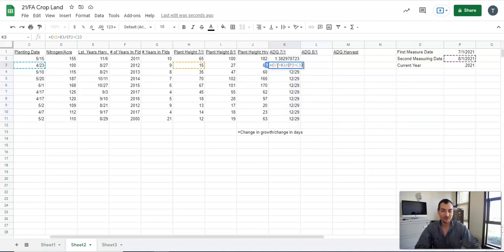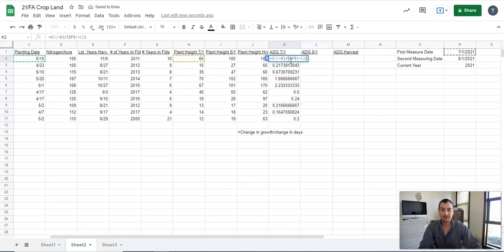Well, what's going on with it? It's measuring the second measure date. We're dealing with July 1st, not August 1st. So what happened? We didn't lock in a constant. You remember how I said if we have a constant, we probably ought to lock it in. So this P1, I should have pressed F4 on it. And now that I pressed F4, let's drag it down.